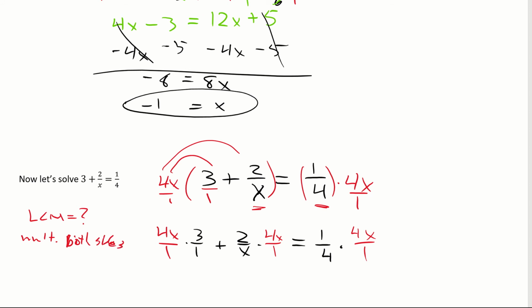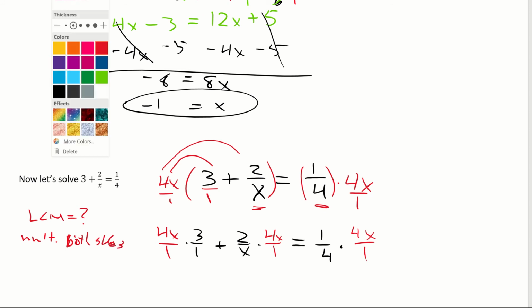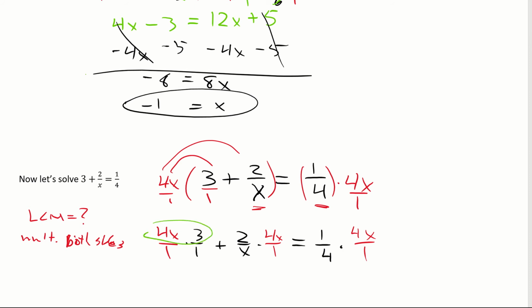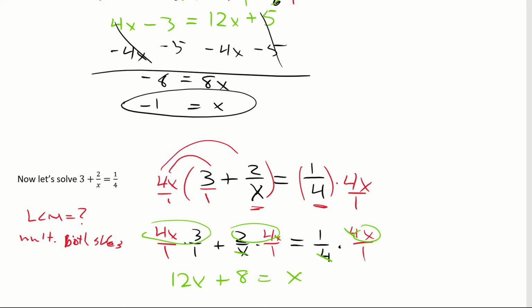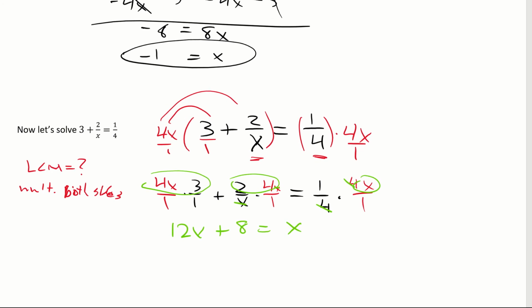That's what we're doing right now. What we're going to do now is watch the cancellations occur. That is, no cancellation here. We get 4x times 3. How about 12x? Plus, what cancels? The x's cancel here. We're left with 8 equals. How about over here? The 4's cancel, leaving nothing but x. And you've got an equation that we can solve, okay?